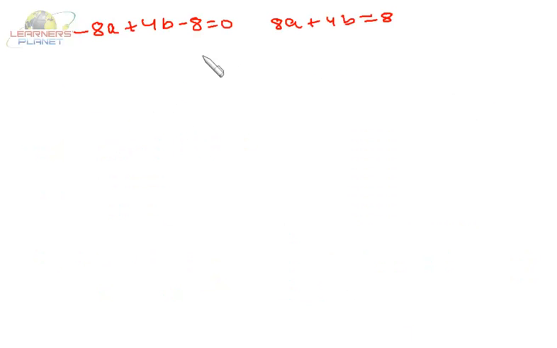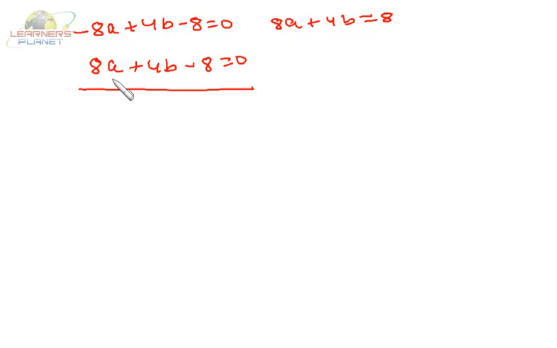Now we are having two relations which I have written over here, and now we have to calculate the value of a and b. So first of all, we can add both of them. So I write 8a plus 4b minus 8 is equal to 0. Let's add both of them.